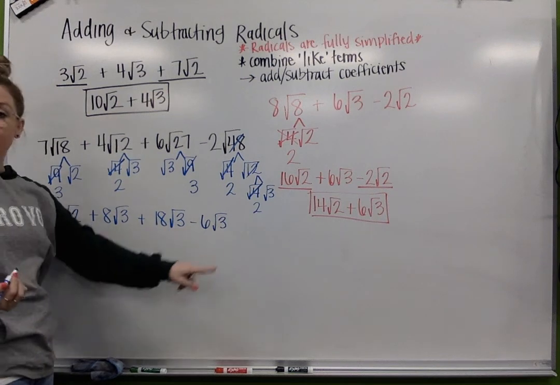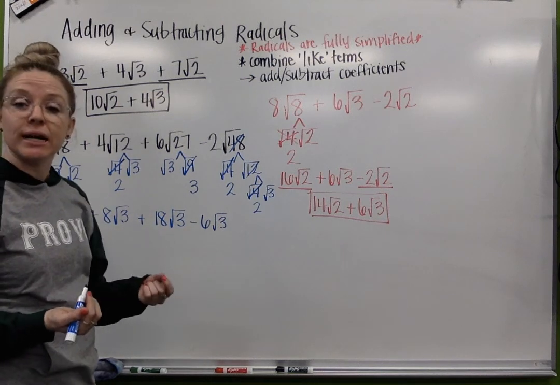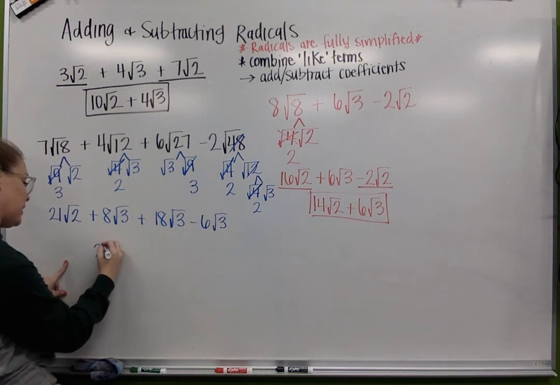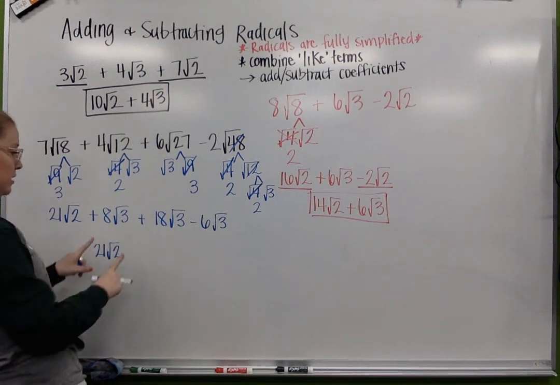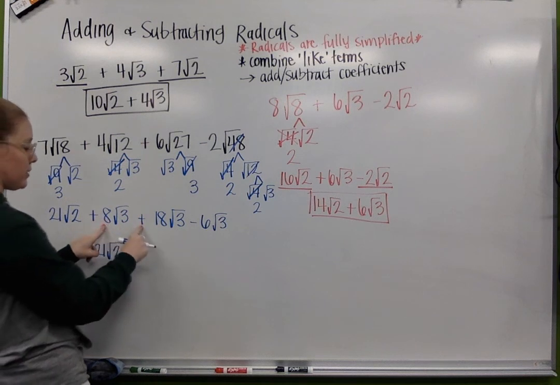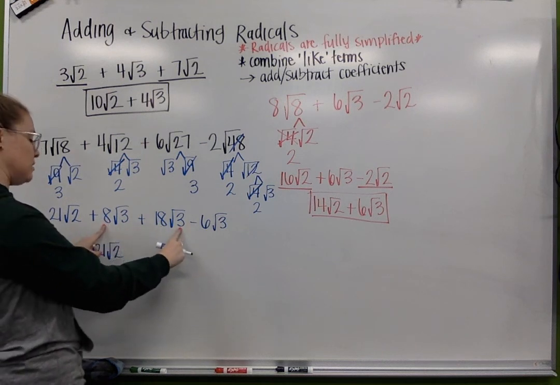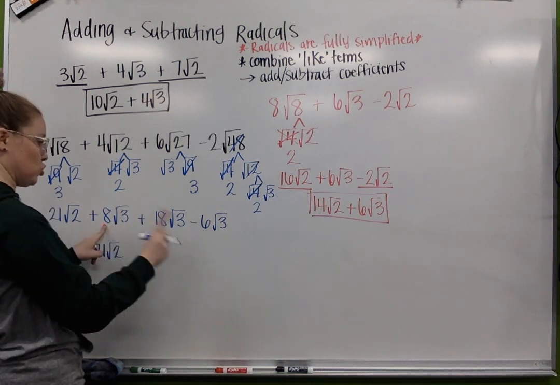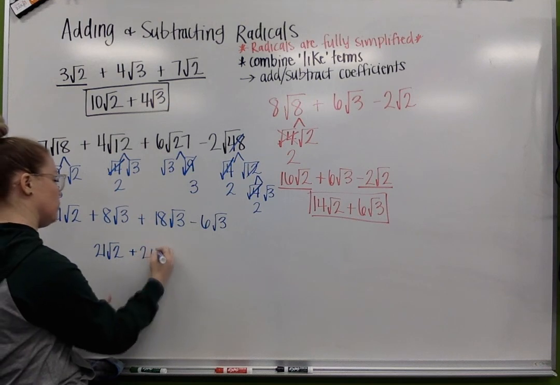So all 4 of my radicals have now been simplified. I'm just ready to combine like terms. The root 2, that's all by itself, so I can't simplify that. Here I have 8 root 3 plus 18 root 3, so that's 26. And then I'm going to minus 6 root 3, so I'm going to say that's 20 root 3.